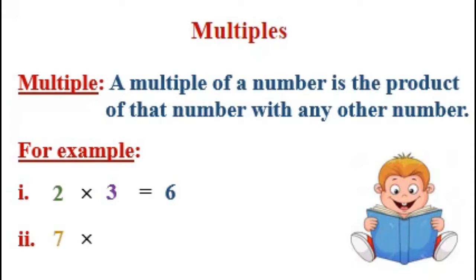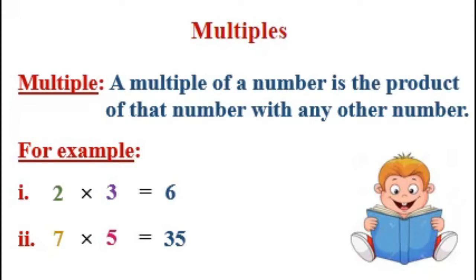In example number 2, if we want to find the multiple of 7, we need to multiply 7 with any other number to get its multiple. So here we are multiplying 7 by 5 to get 35. So 35 is the multiple of 7 because 7 is multiplied by 5 to get 35, right? In the same way, as the product of 5 and 7 is 35, we can say that 35 is a multiple of 5 as well.